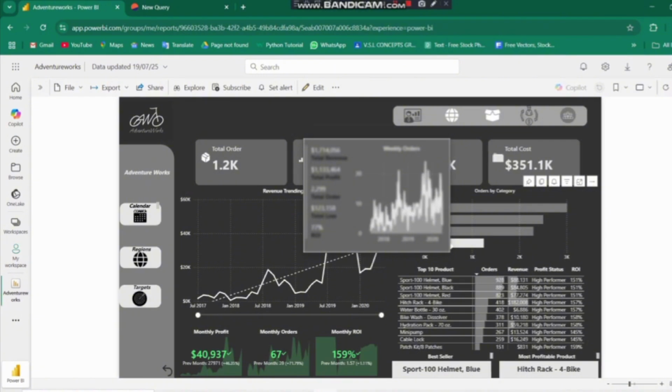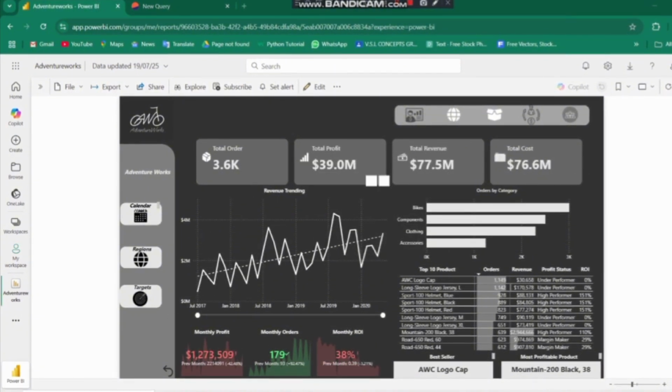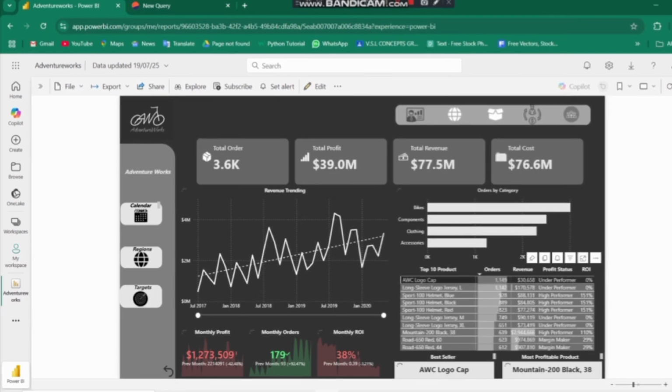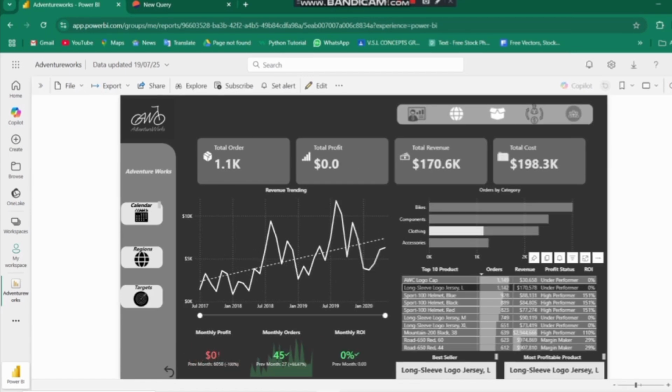The final look of the dashboard, doesn't it look pretty? And it's really interactive. And if you want me to create this dashboard from scratch, comment down below. I would really love to.